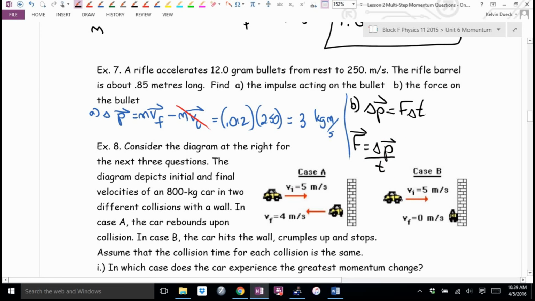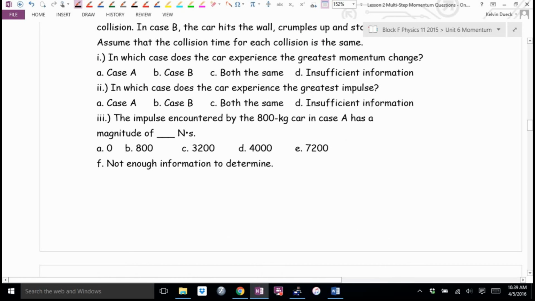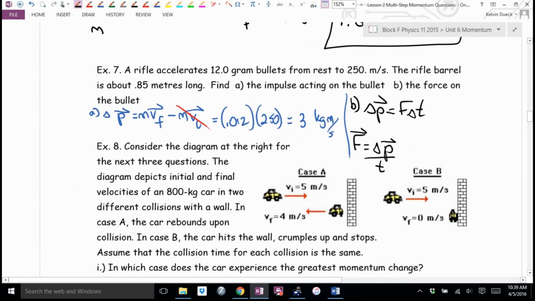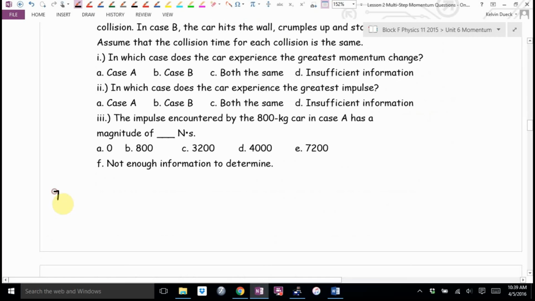What's the impulse? 3. Problem, Connor. You're looking. What didn't they tell me? What example is this? Still number 7. We need T. Well, when in doubt, I list my data. I know VI was 0. I know VF was 250.